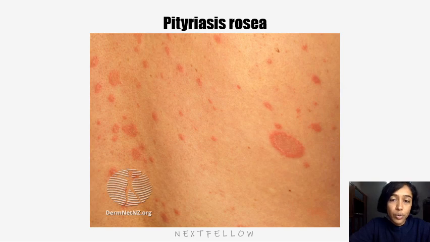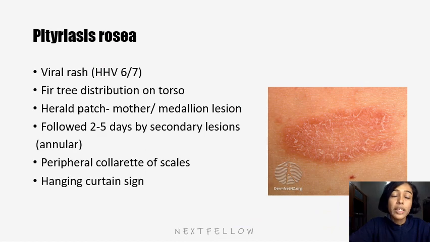Now, what is pityriasis rosea? This is a classical picture. So this is the back of a person in which you can see this large plaque, one single annular plaque that is called the mother patch or the herald patch. And then there is a fir tree or a Christmas tree pattern on the rest of the back of these secondary lesions. So it's caused by a virus, probably herpes, human herpes virus 6 or 7.